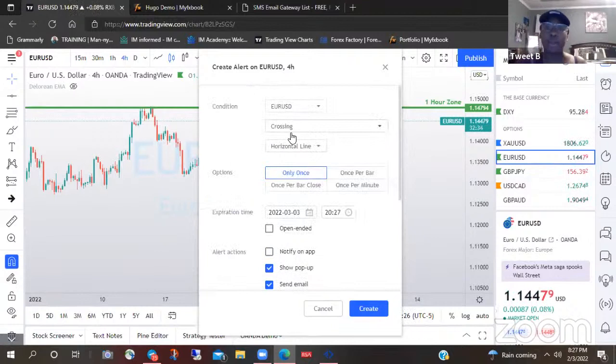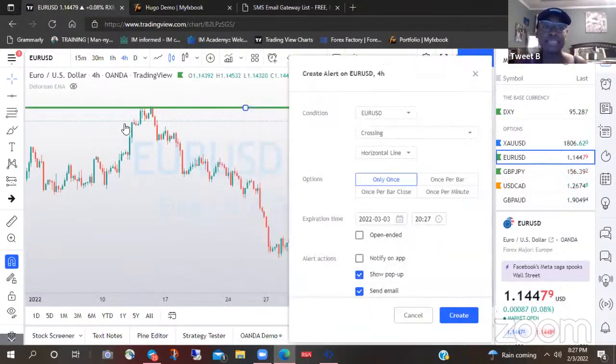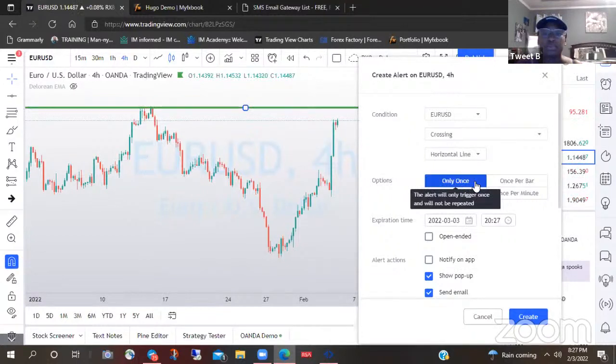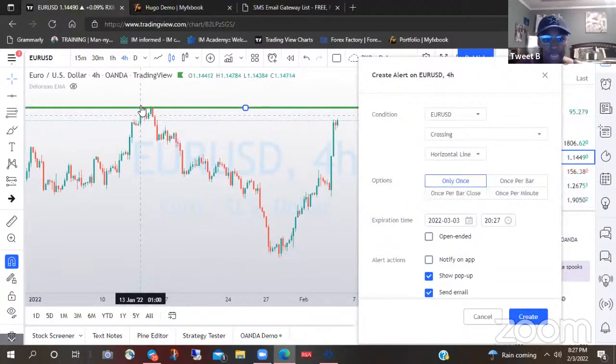So here, say you're waiting for it to break. Well, you don't want every time price gets here for it to message you. But if you did, then you would just use this only once. You can see the alert will only trigger once and will not be repeated. So once this one candle hit the bar, it's not going to trigger again for any of these other candles that get there.